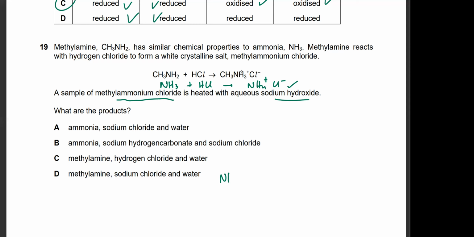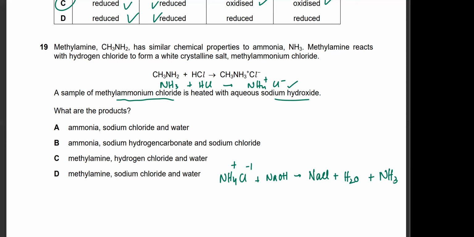So what happens when ammonium salts... I'm going to think of this as ammonia, not as methylammonium chloride. So what happens when you react an ammonium salt with NaOH? Salt, water, and ammonia are produced. NaCl is going to be produced, water is going to be produced, and NH3 is going to be given off. This will be your reaction.